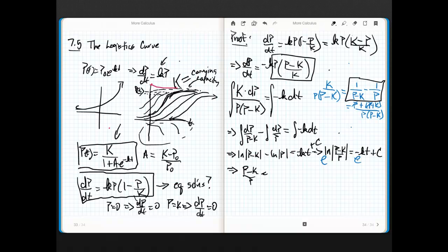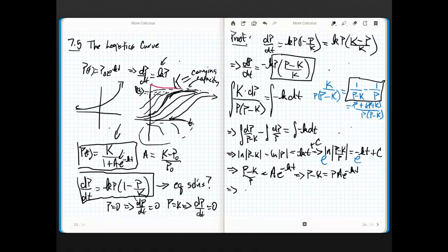Okay, let's look really close. e to the negative kt plus c, we've seen this a bunch. This turns into a e to the negative kt. Ooh, this is starting to look good. I've got an a e to the negative kt over here. I'm good. Now, all I've got to do is some algebra. I get p minus k equals p a e to the negative kt. Just simple algebra.